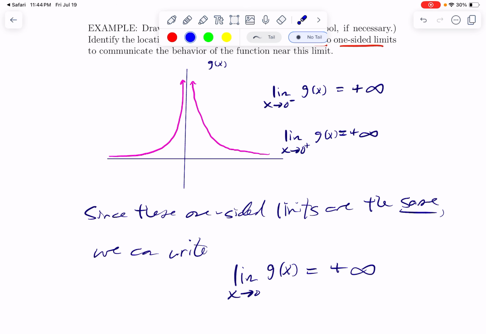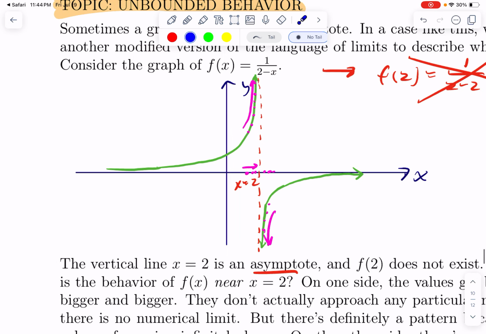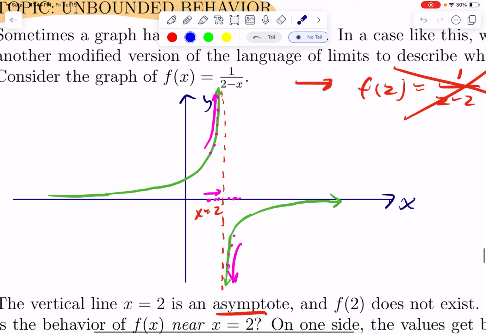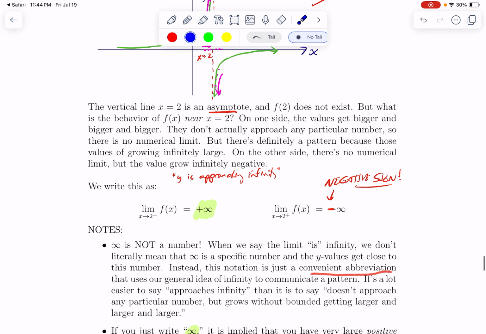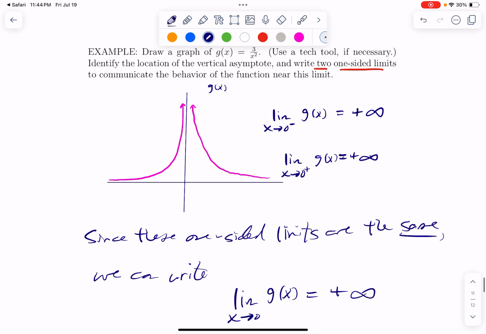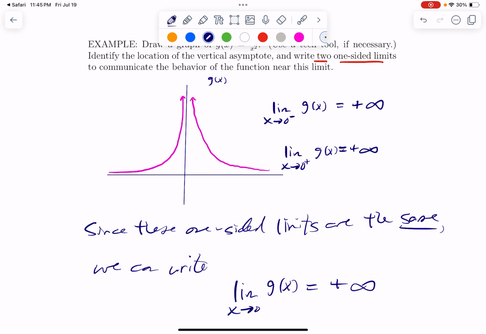We are not allowed to do that in a case like the earlier one, because on one side we're growing infinitely big. On the other side, we're growing infinitely small. If we were to talk about the limit without specifying left or right of this function, that does not exist. There's no way to describe that because it's growing infinitely high on one side and infinitely low on the other side. Only when they're the same kind of infinity on both sides can we say there is a limit without specifying left or right.